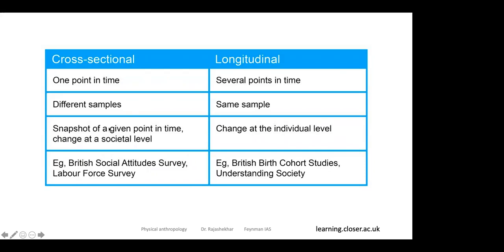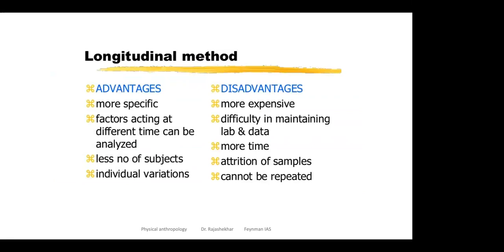I'm going to give points on this. I hope the concept is clear to you. I'm going to give the advantages and disadvantages here. Let's first pick the longitudinal method. With the longitudinal method, we are talking about a more specific approach. Correct? Because you are observing the same subjects over a period of time. So the time variation can be studied, which is a very specific way of collecting data compared to the cross-sectional study.